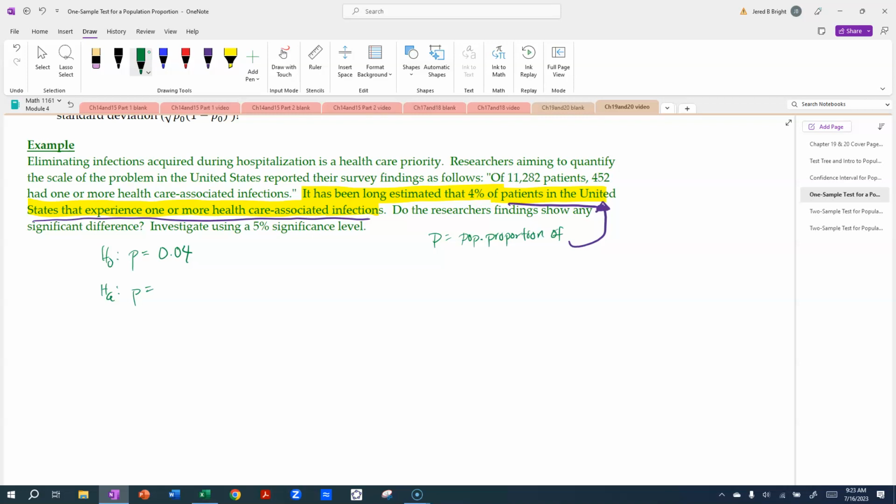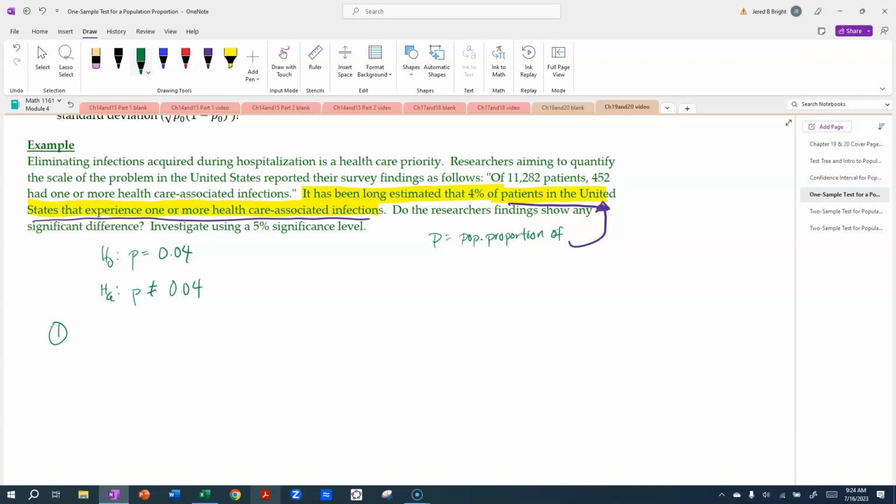Okay. And then for the alternative, we know we need to compare P to 4%, but is it more than, less than, not equal to? And so it just says, do the researchers' findings show any significant difference? Well, to me, that's saying not equal. Okay. If you were to do less than or greater than, and it wasn't specific, that would be okay. Because I guess that's still looking for a difference, just a different type of difference. Okay, so there we go. And then with this, we can check our conditions. Do we have an SRS?